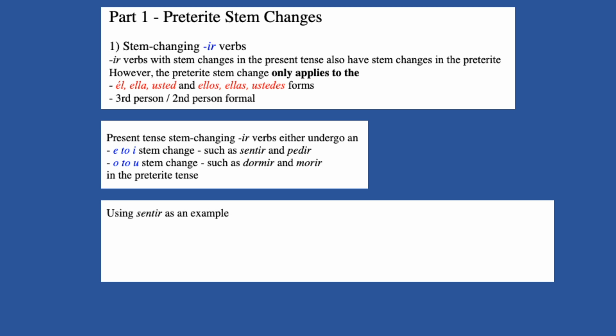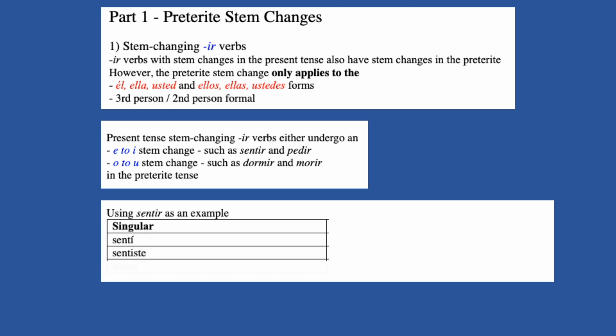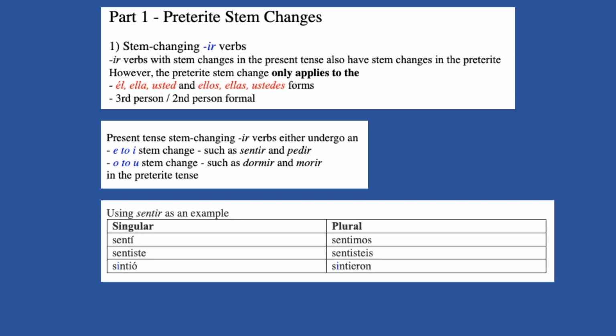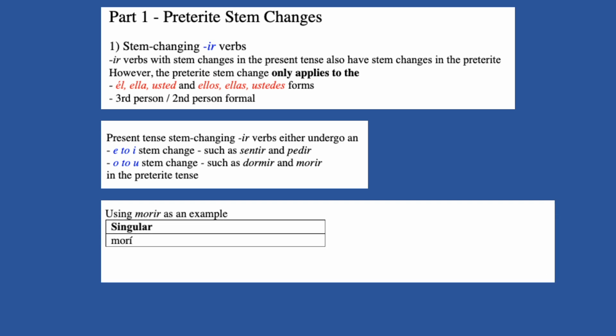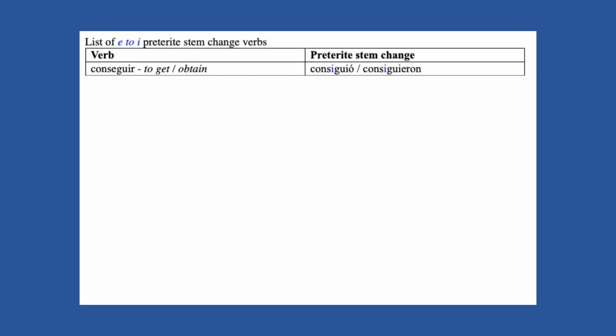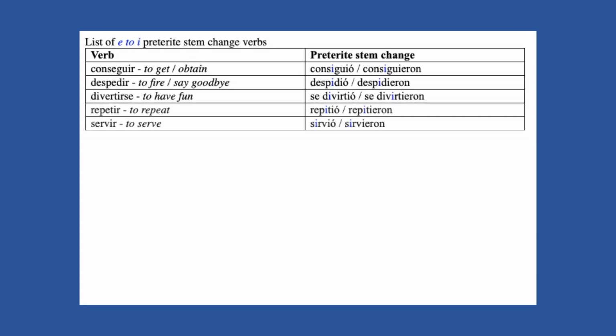So for sentir we have sentí, sentiste, sintió, sentimos, sentisteis, sintieron. For morir we have morí, moriste, murió, morimos, moristeis, murieron. These are some more E to I preterite stem change verbs.